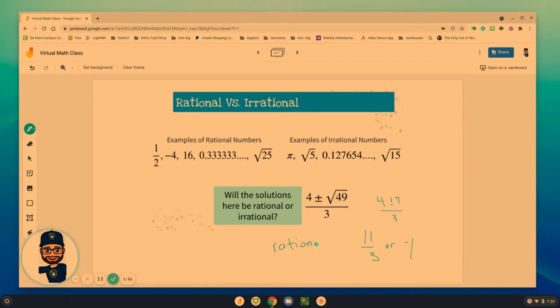The key here really lies in that square root, right? The square root of 49 we know is rational because it's 7. It has an exact answer. All right, and that's kind of the key to that piece.